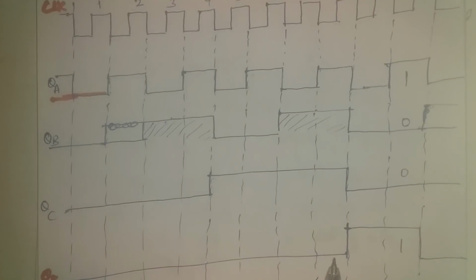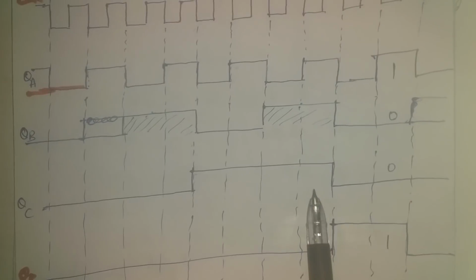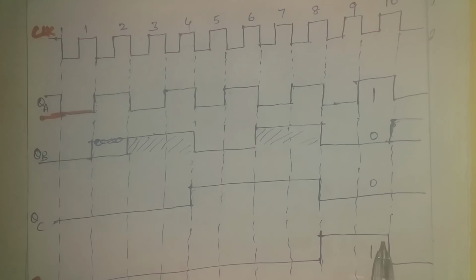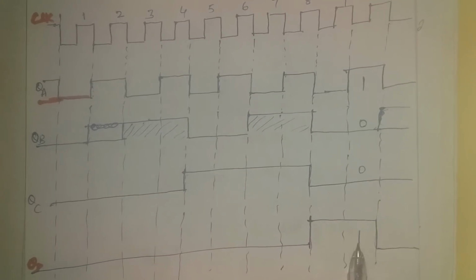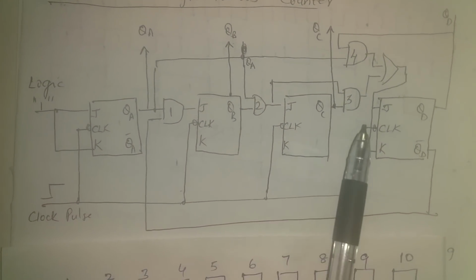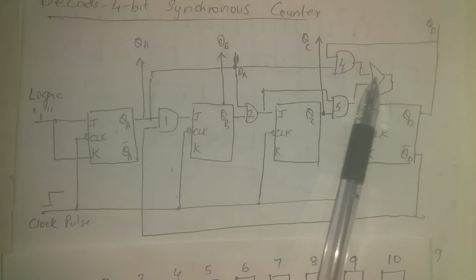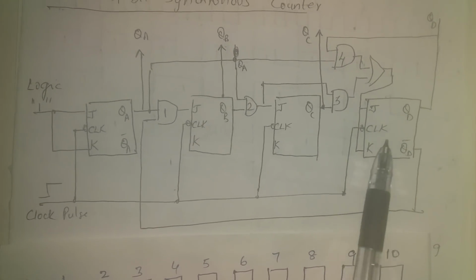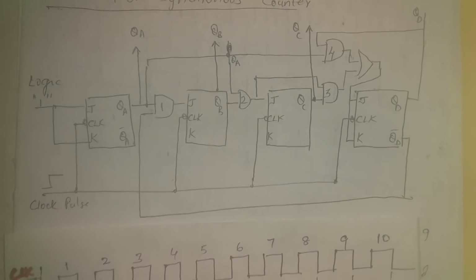So flip-flop D would change its state. See, flip-flop D changes its state when QA was high earlier, QB was high earlier, and QC was high earlier. Or it would change its state when QA is high and QD is high. That is what we have designed. So once QA and QD reach high, the output of AND gate 4 goes high. Hence the output of OR gate goes high. So J and K inputs go high. Flip-flop D toggles.